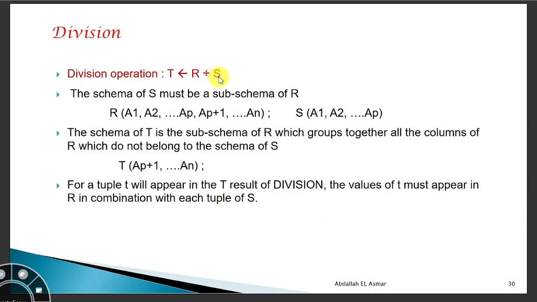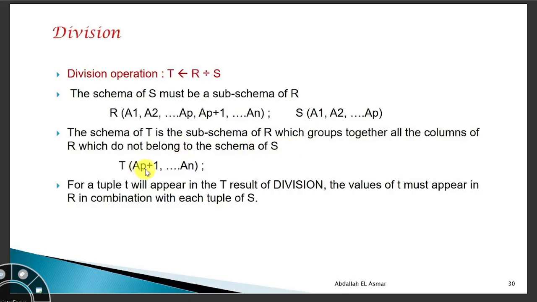To do division, S should be a part, a subschema of R. The schema of T, the result, is the subschema of R, which groups together all the columns of R which do not belong to the schema of S. Look, T is the subschema of R. Attention, it groups together all the columns of R which do not belong to the schema of S.